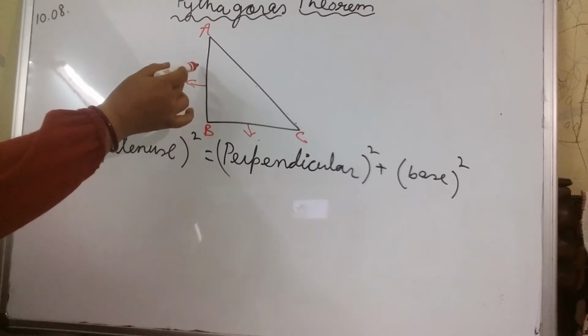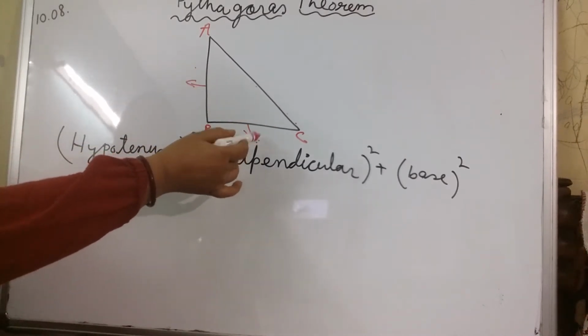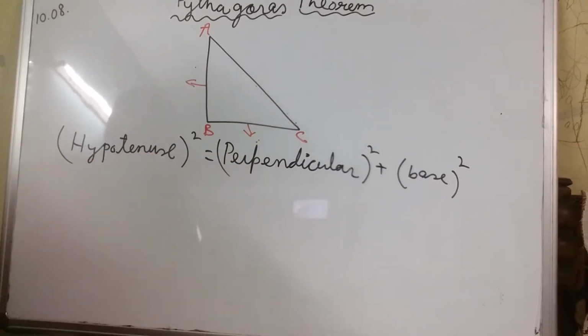This perpendicular and this base together can also be called legs. So Pythagoras theorem says that hypotenuse square equals perpendicular square plus base square.